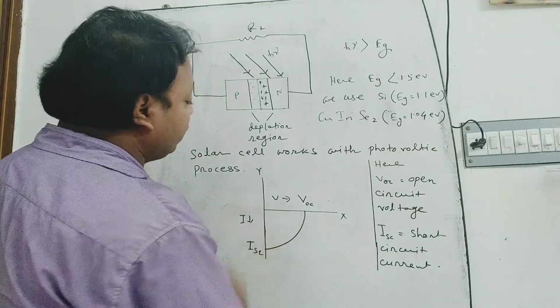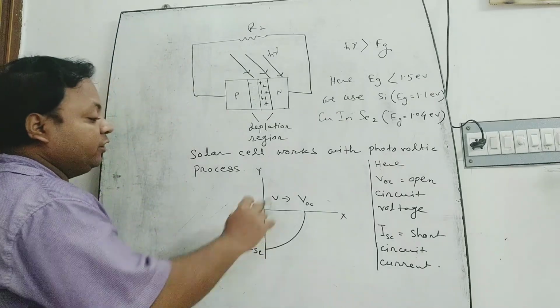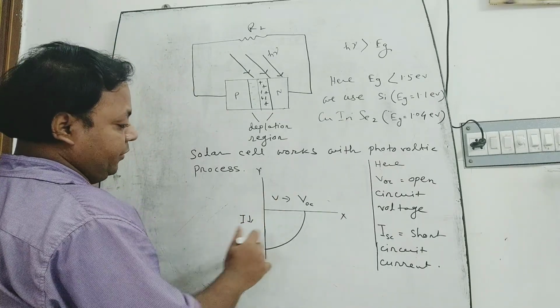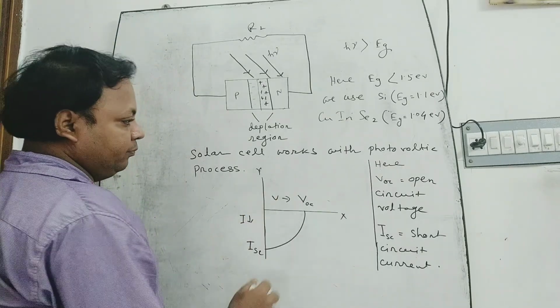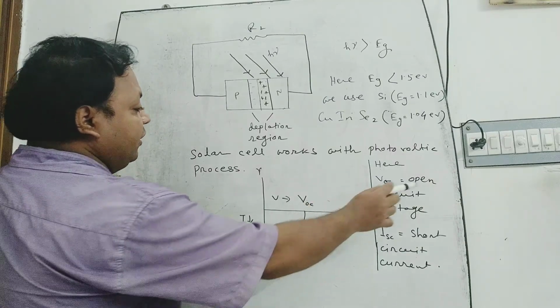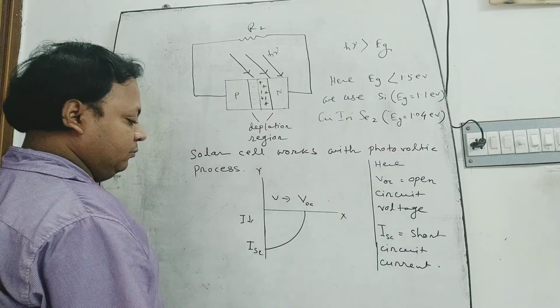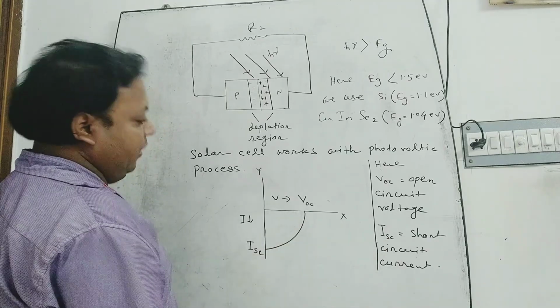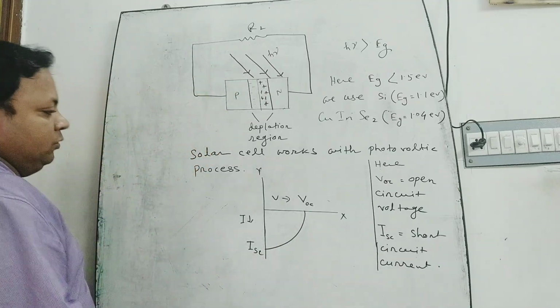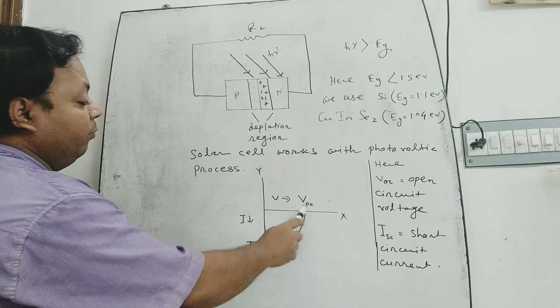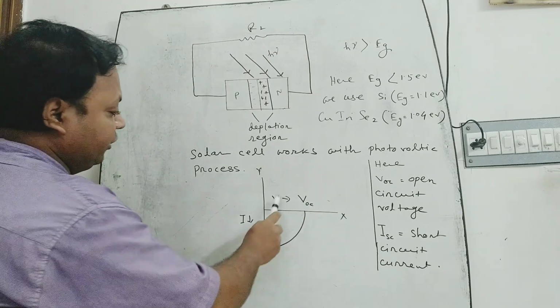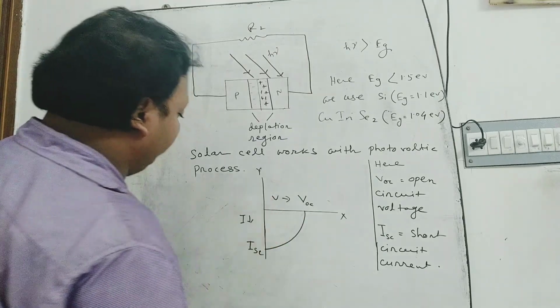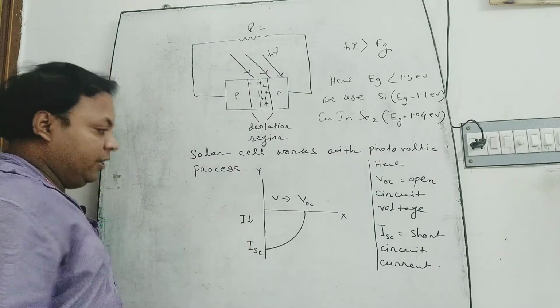This graph shows the variation of potential difference with current. Here VOC is the open circuit voltage and ISC is the short circuit current.